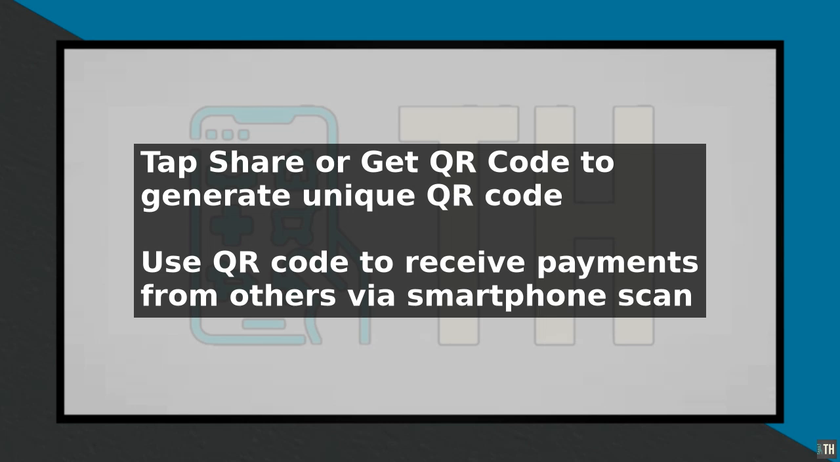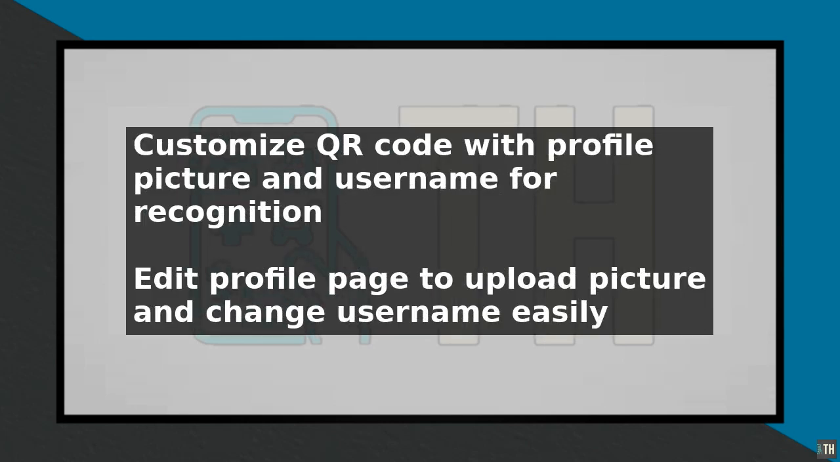Simply have them scan the QR code using their smartphone and they will be taken to your Venmo profile where they can send you money. You can also share your QR code on social media or via text message to make it easy for others to find and pay you.